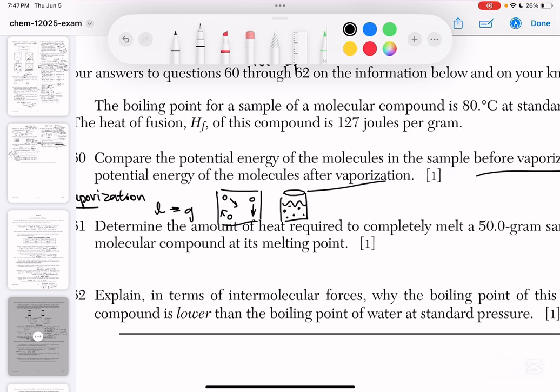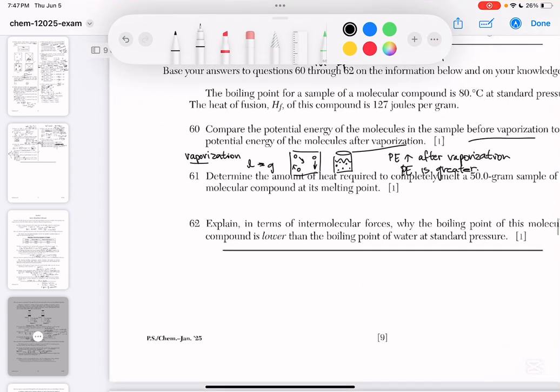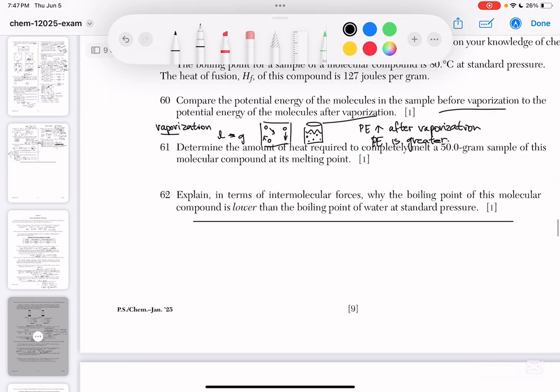So, you would say that potential energy increases after vaporization, or potential energy is greater. Just write the whole thing out. I think that's pretty safe. Don't be like me and just write these short little things.